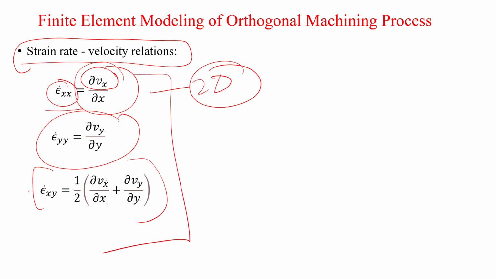This can be derived using fluid dynamics and other things, but I don't want to go there. You just need to know this is the relation between the strain rate and the velocity vector. Is it okay?